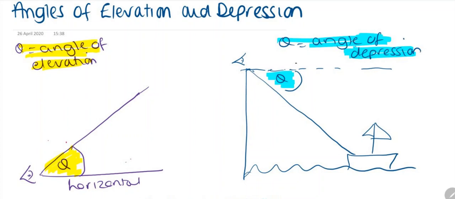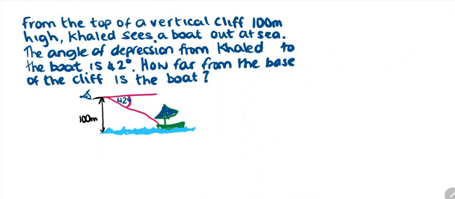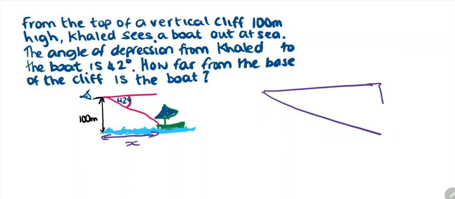So let's look at some questions. From the top of a vertical cliff 100 meters high, Khalid sees a boat out at sea. The angle of depression from Khalid to the boat is 42 degrees. How far from the base of the cliff is the boat? So we need to find this distance here. What we can do is draw a triangle. Now remember that these are alternate angles, so it's going to be the same angle. So this is what we're trying to find.